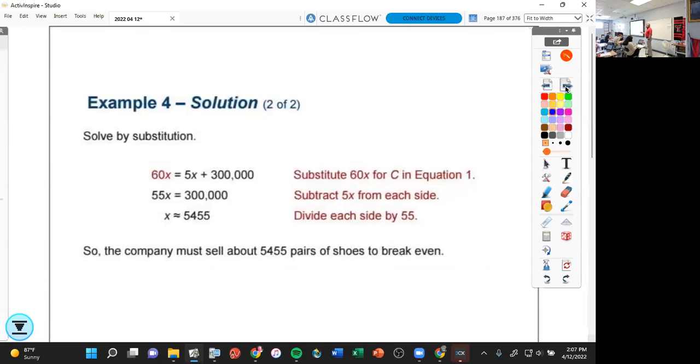pairs of shoes. No, 5,455. Once we produce and sell about 5,455 pairs of shoes, we break even. So if I only sell 5,000 pairs of shoes, I'm losing money. If I sell 5,455 pairs of shoes, all my employees are happy, right? My equipment's paid for. The man might not have made any money, because that's where the man makes the profit, right?